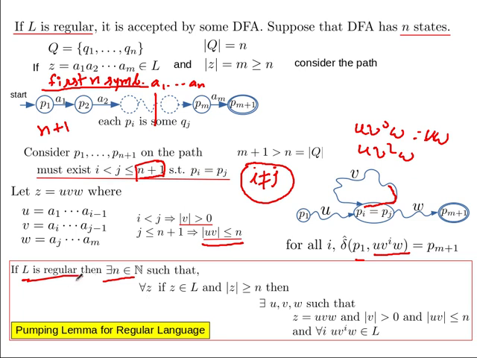So it says that, again, for any regular language, there exists an n such that for all Z in L with length at least n, this Z can be broken up into UVW such that V is not empty, UV is of length at most n, and for all i, this UV^iW is in L. So that means this can be pumped.